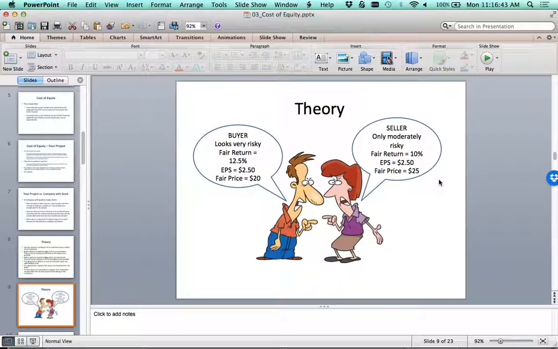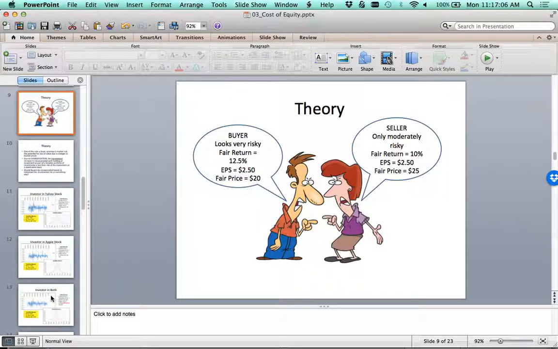Probably only need a 10% rate of return. Again, same earnings per share of $2.50. They divide it by 10% and say the fair price is $25. So the buyer's willing to pay 20, the seller thinks it's worth 25. You either have to find some agreed upon price in the middle, or you get no deal.